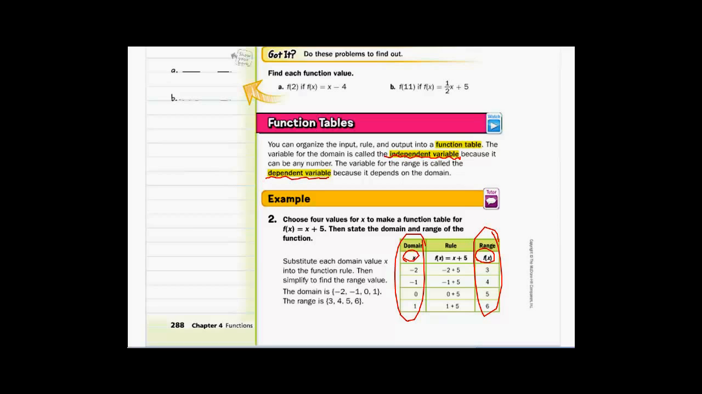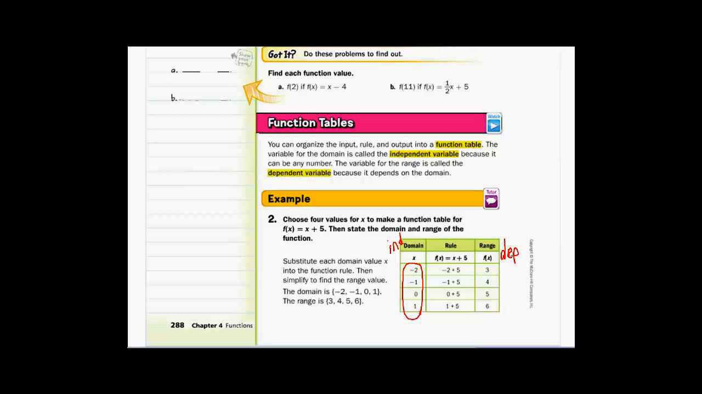So if you look at this chart right here, I've got the domain x is -2, -1, 0, 1. We can make these up. These can be anything we want. And if we're the one making the rules, then that means that x is independent. Range. Well, the function of x, these answers right here depend on what the domain is. So if this is -2, sure, this is the answer. But if we choose -1, then that changes. What if we pick 20? Then this answer over here would be 25. So the range, or the y, are dependent.